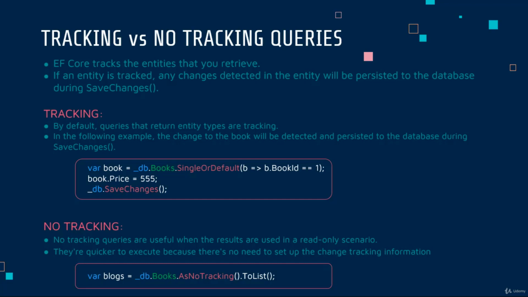You can always set any query that you are retrieving as no tracking, and Entity Framework will not track those queries. No tracking queries are useful when the results are used only for read-only purposes. They are quicker to execute because there is no need to set up the change tracking information. As you can see in the bottom here, all we have to do is add .AsNoTracking on the DbSet. So let's see this in action.